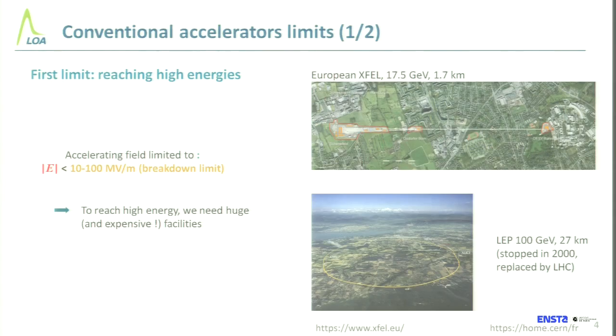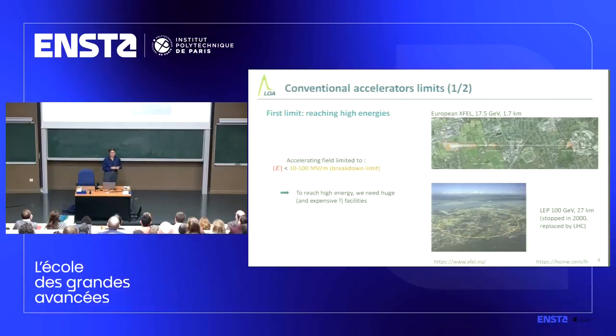But this way of accelerating electrons has two main limits. The first limit regards reaching high energies, because if we are in a cavity under vacuum, the accelerating fields are limited to 10 to 100 megavolts per meter, which means that if we want to reach very high energy for particle physics, we need to use some huge facilities, because we cannot increase the accelerating field, so we increase the length of acceleration. Here you have two examples.